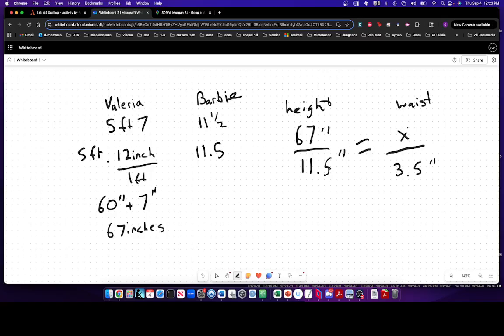And so we don't know Valeria's waist yet. We want to solve for that. So we can cross multiply. Multiply 3.5 over here, multiply 11.5 for that. So we get 67 times 3.5 is equal to 11.5 times x. X is just a placeholder variable. So imagine it's just a number that we don't know yet. So we treat it like any other number until it's time to solve for it.